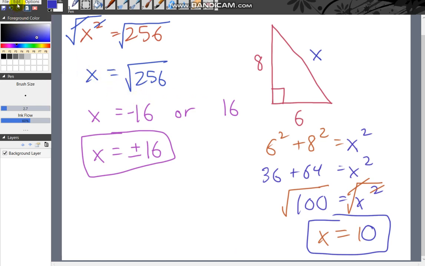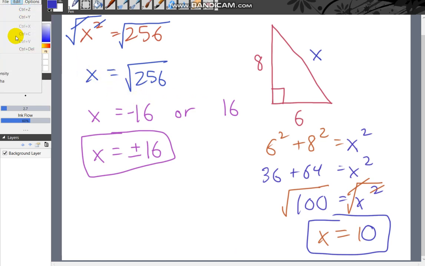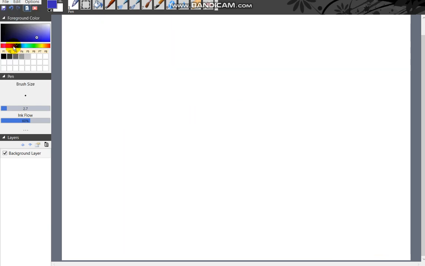Okay, next example that I have here. Let's take a scenario where we didn't have to use the Pythagorean theorem on a right triangle. Just something basic, like 3x squared equals 192. What would we do if we want to solve for x? What I see is we want to get x squared by itself.